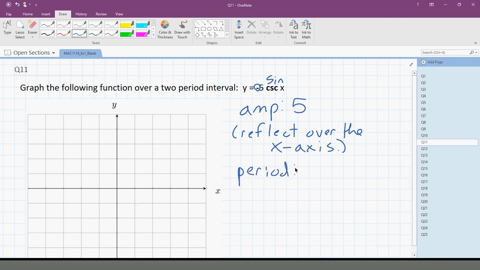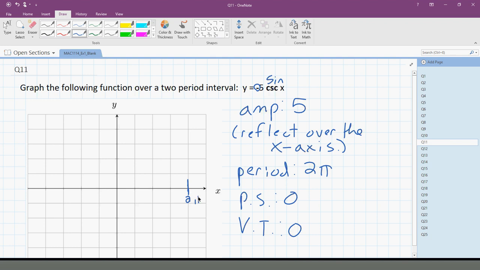Is there a phase shift? Nope. Is there a vertical translation? So there's no phase shift. I'm going to abbreviate that PS for phase shift. Vertical translation is 0. So all we basically got to do is draw a sine graph that has an amplitude of 5, and then draw parabolas at the top and the bottom of its hills, wherever they're at. Everything else still stays the same.